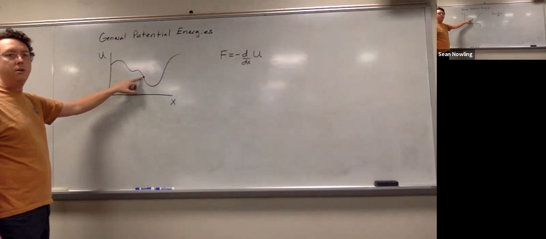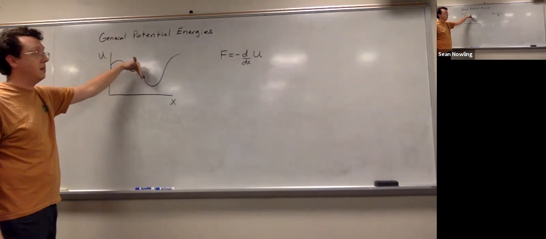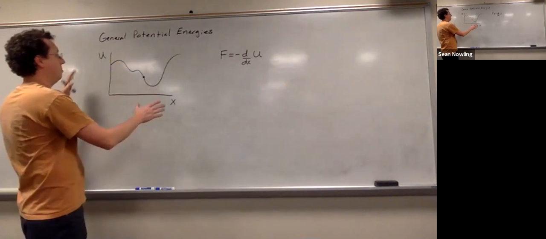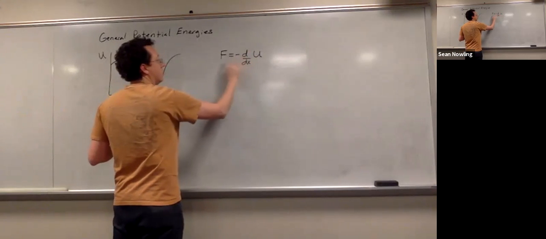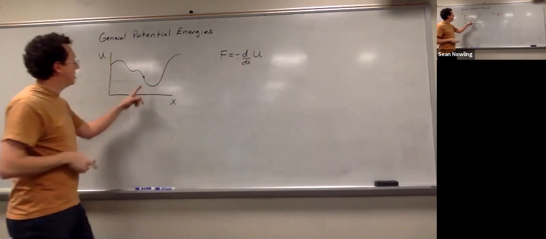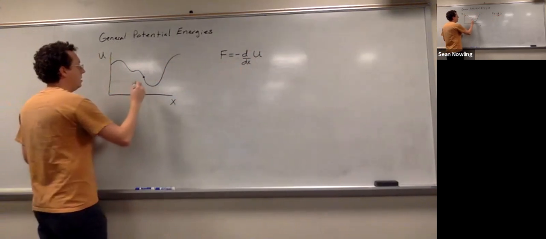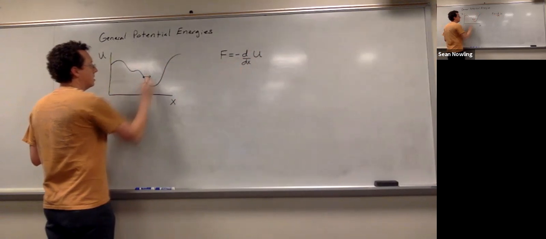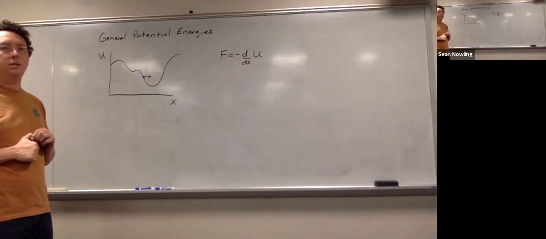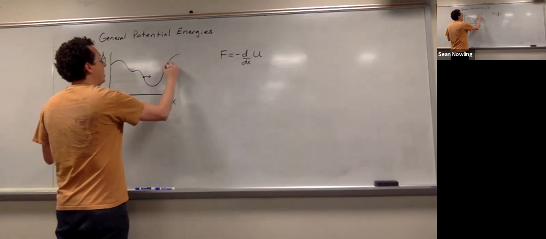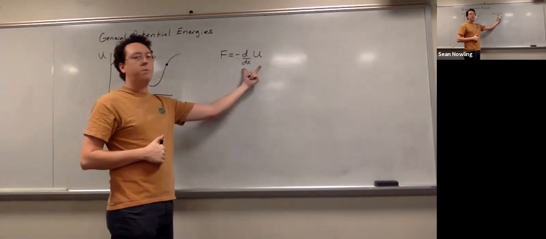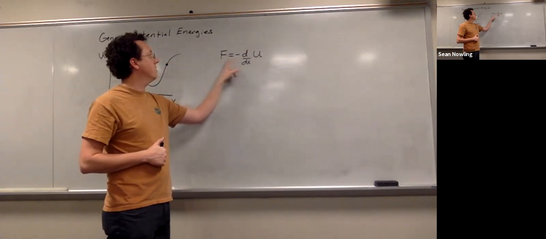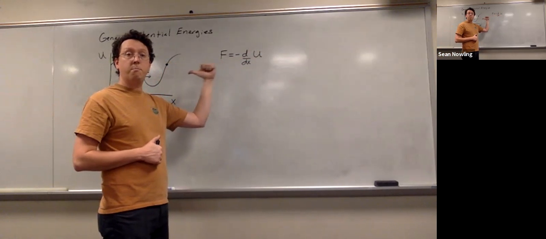You're standing on the dot at a place where the slope is negative. So if the slope of the potential energy graph is negative, the force would actually be positive. So that means if you stood right here, you would feel a force to the right. On the other hand, if you were over here at a place where the slope was positive, the force you would feel would be negative. It would push you back to the left.